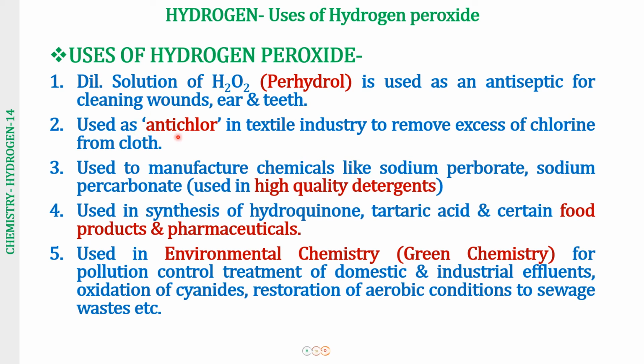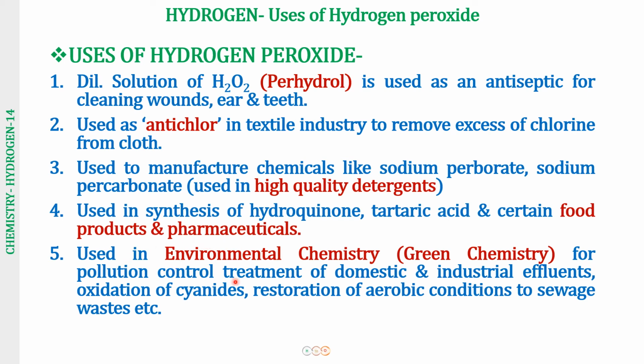Next, it is used as an anti-chlor in the textile industry to remove excess chlorine from the cloth, and also as a bleaching agent in the textile industry. It is used for the bleaching of wool, silk and hair. That is what we have already discussed. It is used to manufacture chemicals like sodium perborate and sodium percarbonate. You need not know the reactions for that. These sodium perborate and sodium percarbonate are used in high quality detergents. It is used in the synthesis of many medicines and food products, for example, hydroquinone, tartaric acid and certain other food products and pharmaceutical products. So this is important to us in the food industry as well as in the pharmaceutical industry.